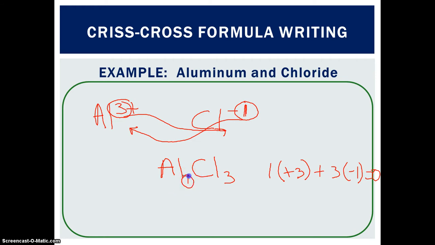Now this 1 right here, I put it there just to show you the process, but the final formula would be more appropriately written as AlCl3. We don't, in chemistry, write 1s. We don't write the 1 necessarily in the charge, and we don't write the 1 as a subscript, but as you're starting, if it helps you, go ahead and do it.